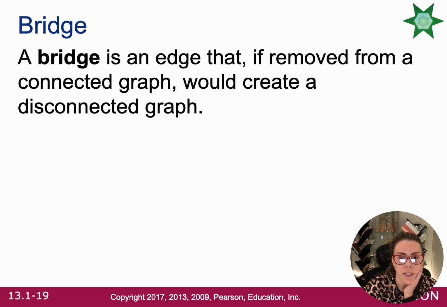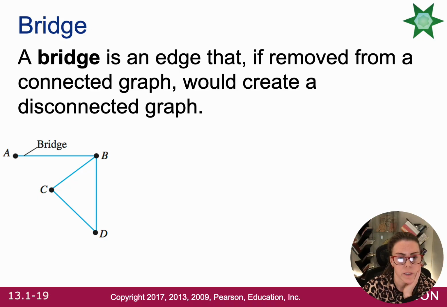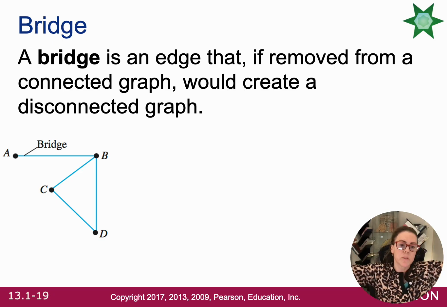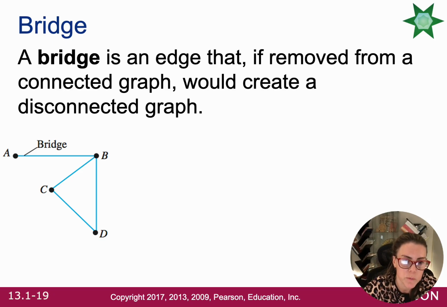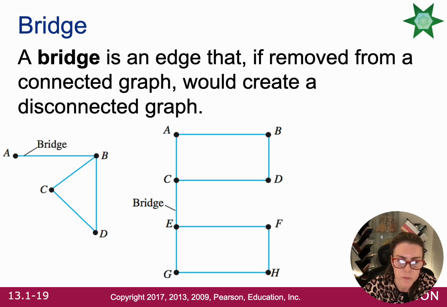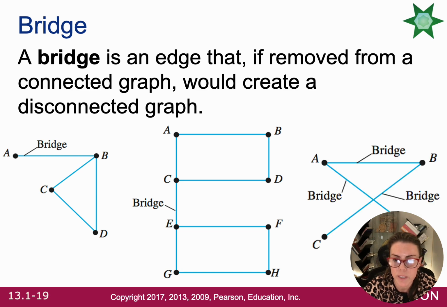A bridge is an edge that, if removed from a connected graph, would create a disconnected graph. And so here's an example of that. I think of bridges as being the most vulnerable part of a graph, so that if it were to break or something happened, then it would just make the whole graph break apart. So yeah, if you remove that bridge, then A becomes disconnected from the rest. Here, this represents a bridge as well. That gets removed, and they're disconnected. And every edge in this case is a bridge.